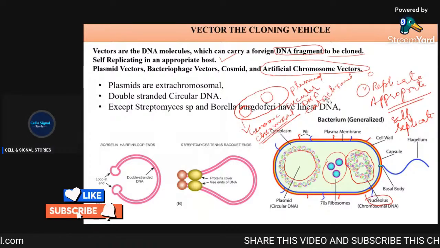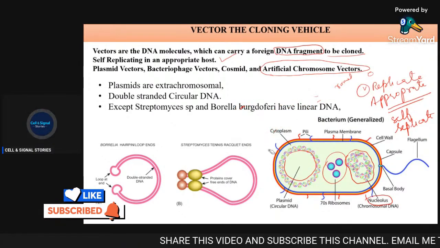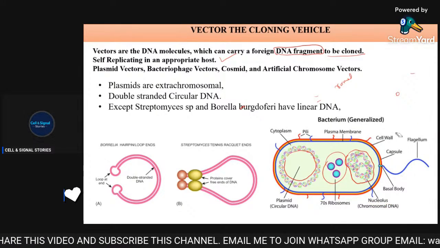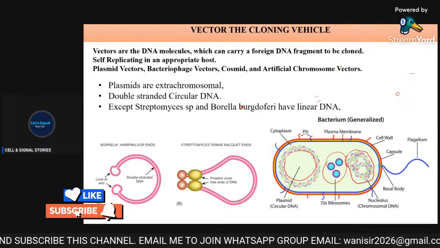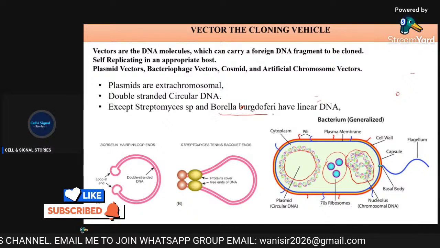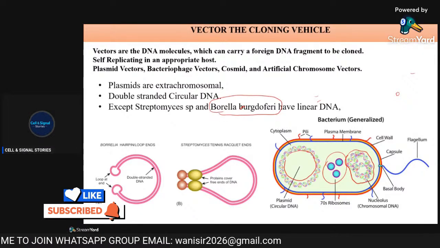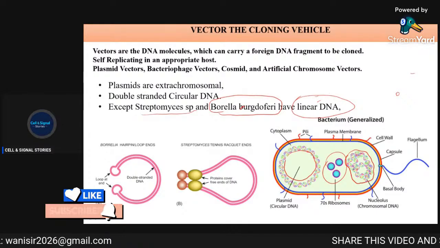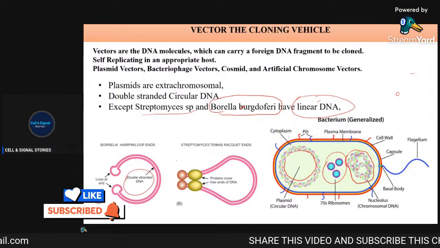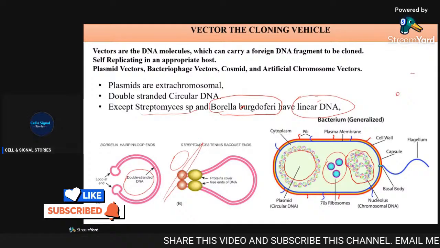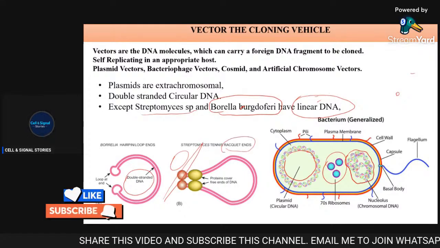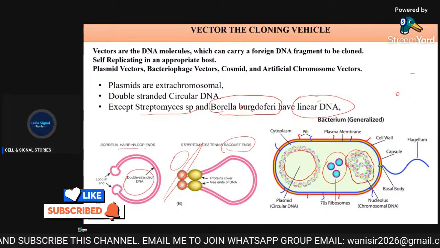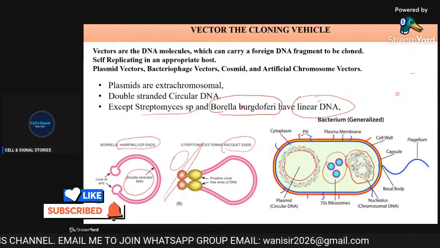Now, is this plasmid always circular in shape? We have some exceptions. The exceptions are Borrelia and Streptomyces. They have linear shaped vectors. They also have double stranded DNA, but not circular, linear DNA. One is the tennis racket end type DNA plasmid, and another has the hairpin loop plasmid. So this needs to be understood and remembered.